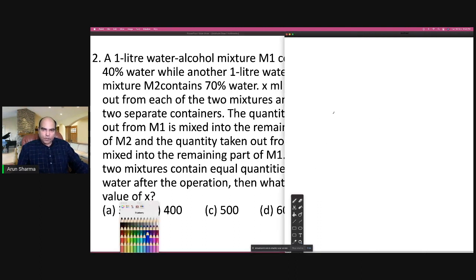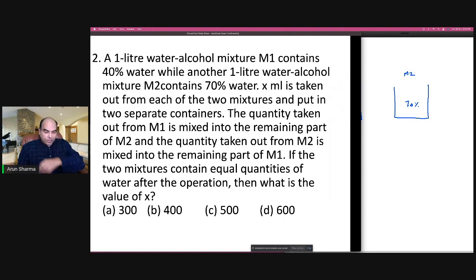So the reaction to this question to start with is, I've got a 1 liter water alcohol mixture with 40% water, and this is M1, and I've got M2, which is 70% water. Fine, इतना तो मिल गया हम लोग को.